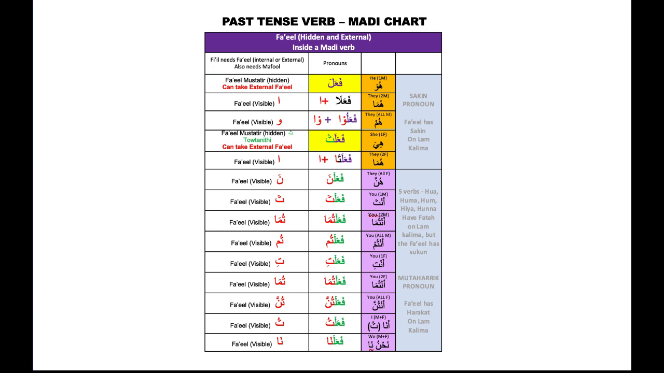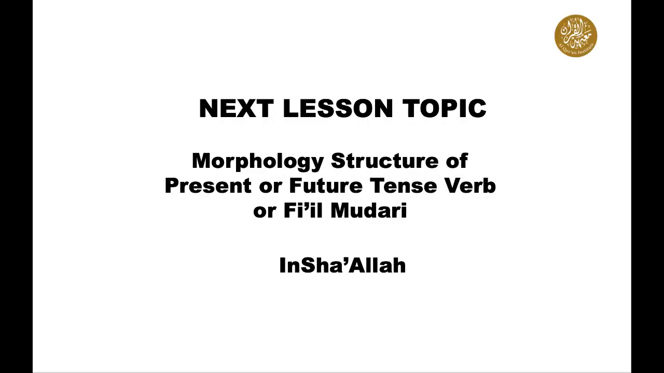Fa'altu means I did. Other thing you need to remember that out of all 14 damir or pronoun there, only 2 has got hidden fa'il, which is fa'il mustatir. By looking at it, you cannot see the fa'il, the doer. The rest 12, by looking at this, you can say what the fa'il is. So, go through this video a few times, inshallah. If you repeat this video a few times, everything will be clear. I shall see you in the next lesson, inshallah. Our next lesson topic is morphology structure of present or future tense verb or fi'l mudari, inshallah.